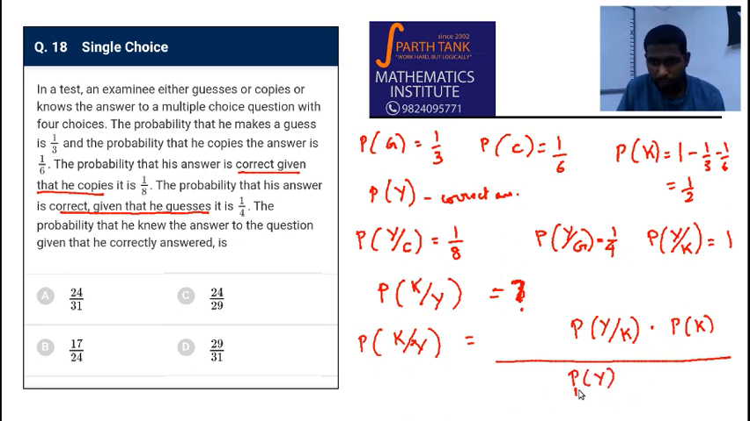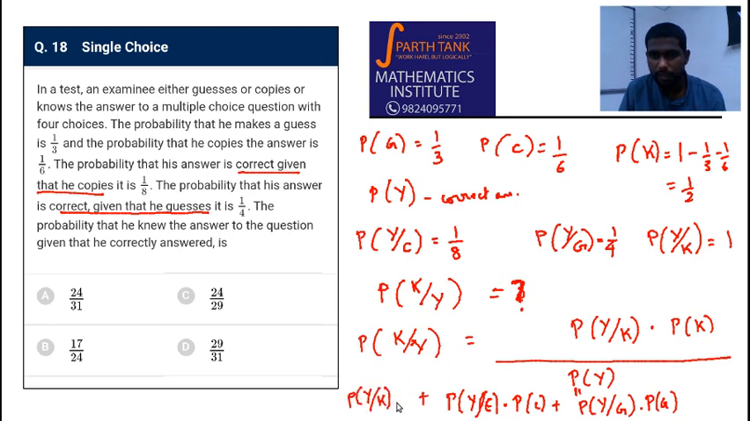Now this probability of Y alone can be written in terms of all the other probabilities. Probability of Y given C into probability of C, plus probability of Y given G into probability of G, and the third term can be probability of Y given K into probability of K. So you see, probability of Y is from all three contributions. Correct answer, he knows the answer. Correct answer, copied. Correct answer, guessed. All this is the total probability that the answer is correct. And the numerator is only this contribution, that is, the correct, he knows the answer, contribution.